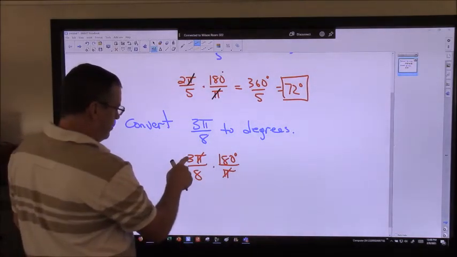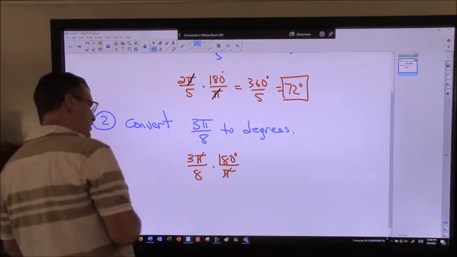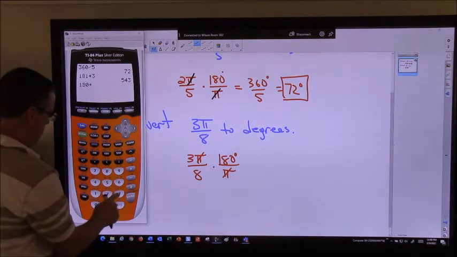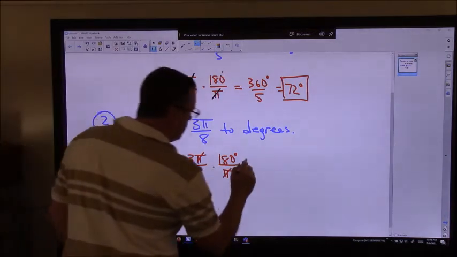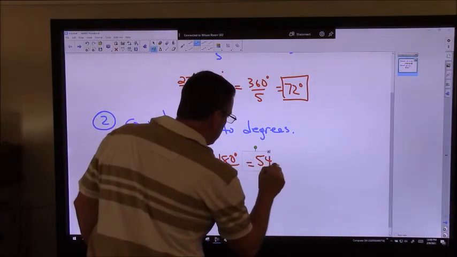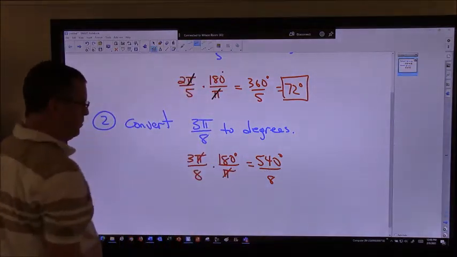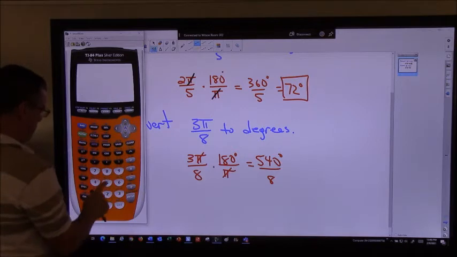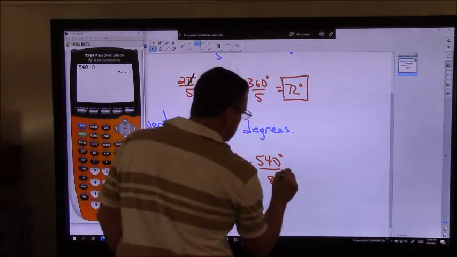All right, so let's see, 3 times 180, that's going to be 540, is that right? Let's check it out. 180 times 3, yeah, 540. And then I want to go ahead and divide that. So 540 divided by 8, and there we go, 67.5 degrees.